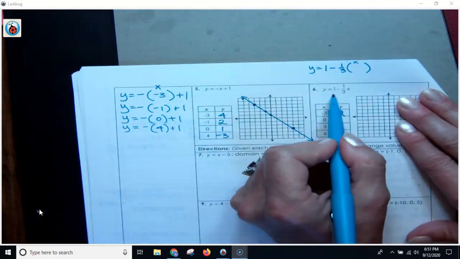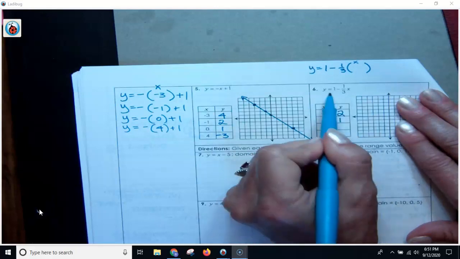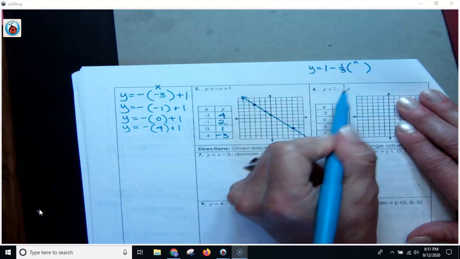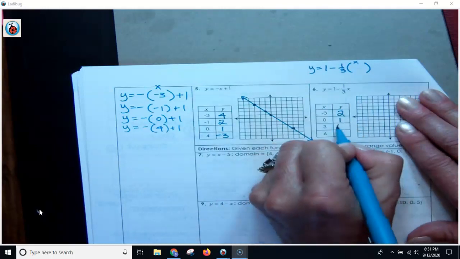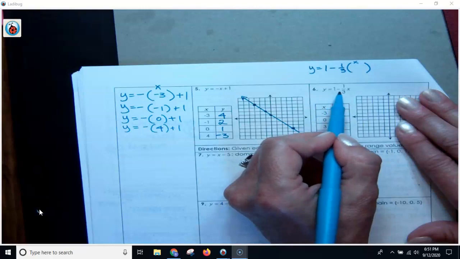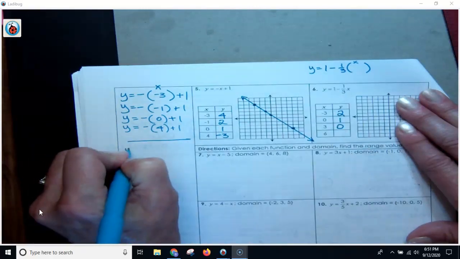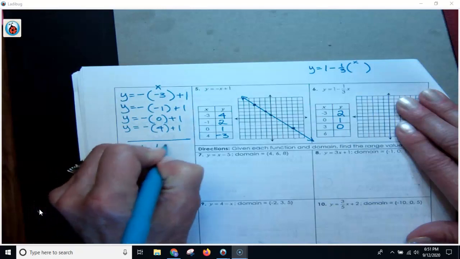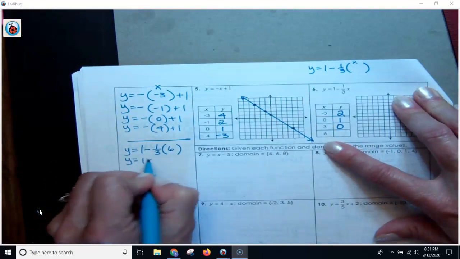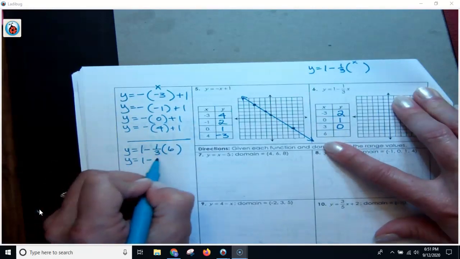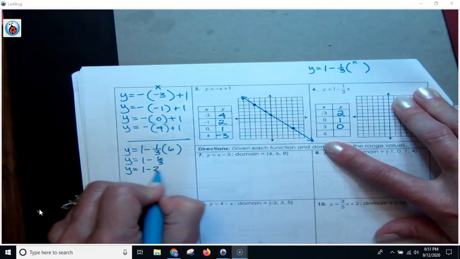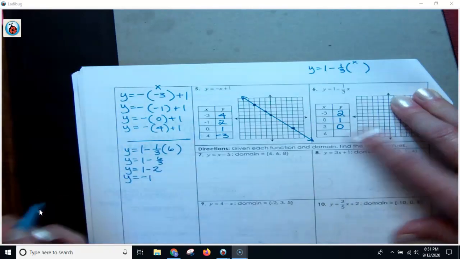Stop the video. Be honest with yourself. Then if I've got 1 minus 1/3 times x, and 3 is plugged in for x, I'm going to get 1 minus 1, which is 0. And then the very last one, y equals 1 minus 1/3 times, and instead of x, I'm going to put 6. When I multiply this out, I would get 6 divided by 3, right? 1 minus 6 divided by 3 is 2, which is -1.